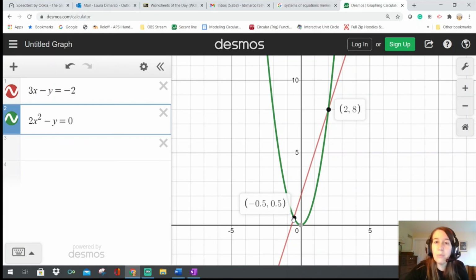So it's a really simple graphing tool. It's not a great regular calculator. It really is mostly wonderful for graphs. So I encourage you to check all your answers using Desmos, especially these nonlinear systems.